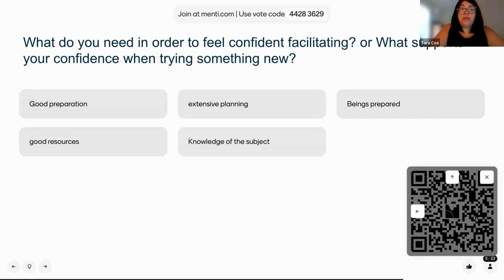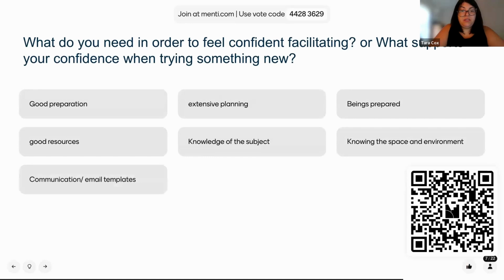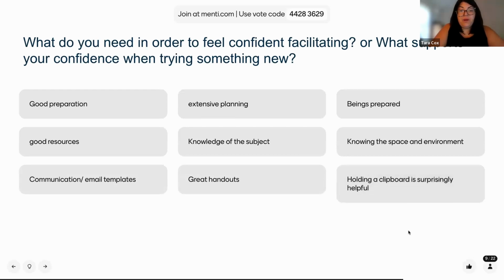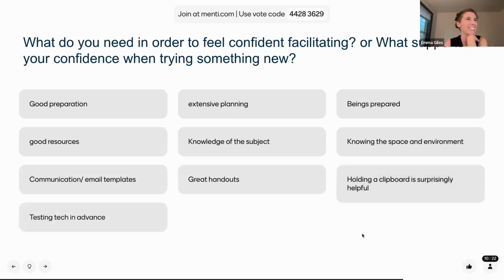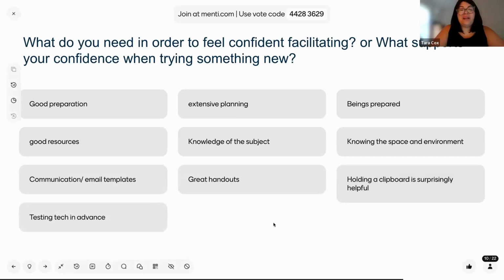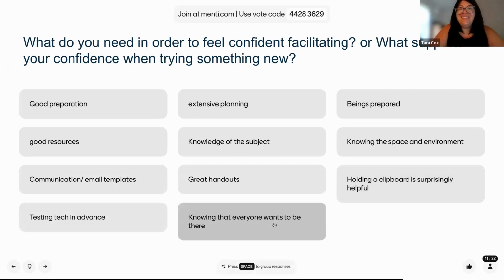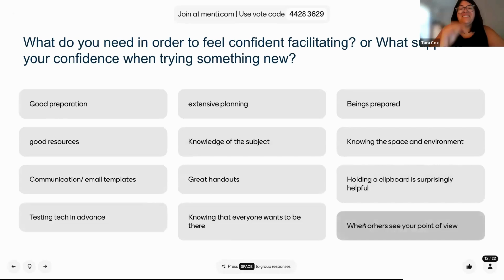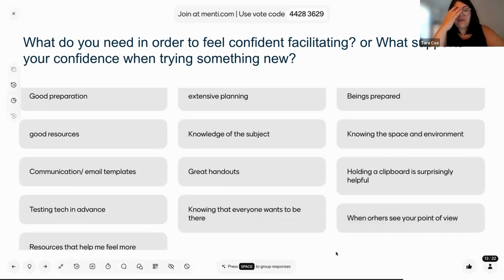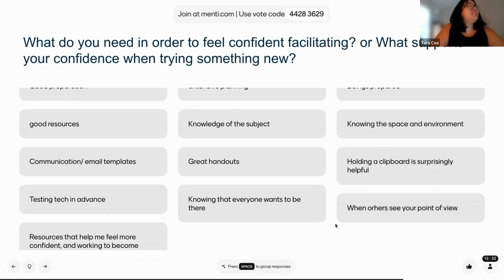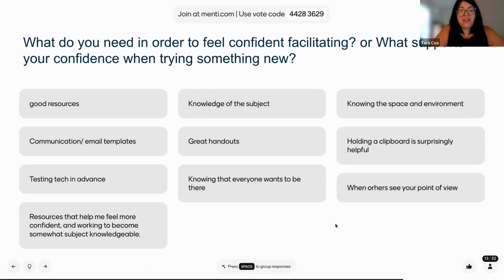Yeah. Good resources, being prepared, knowledge of the subject, knowing the space and the environment, communication templates, great handouts, holding a clipboard can be helpful. Nice. I love it. Testing tech in advance. Oh my gosh, such an underrated one. Nothing makes you feel more like an amateur than when you can't turn on the computer screen and then you're like, cool, I'm also supposed to be the one teaching you something today. I can't even turn on the computer screen. Although we're all used to that.